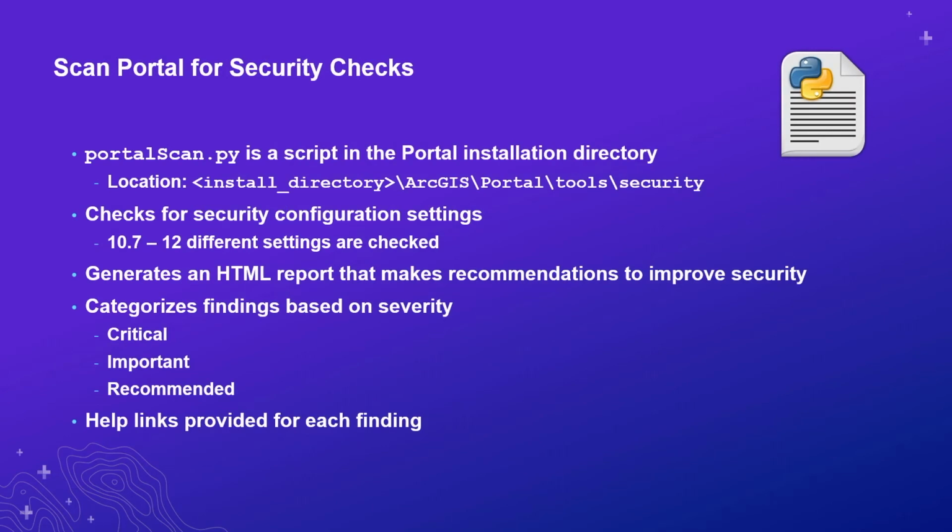Next, similar to the serverscan.py script that we mentioned previously, Portal also contains a Python script that helps to validate your security stance. In this case, it checks for 12 different settings and generates an HTML report that makes recommendations to improve security. It categorizes these findings based on severity, critical, important, or recommended, and provides help links for each item to discuss the findings.